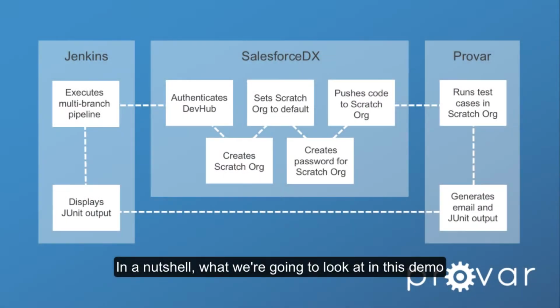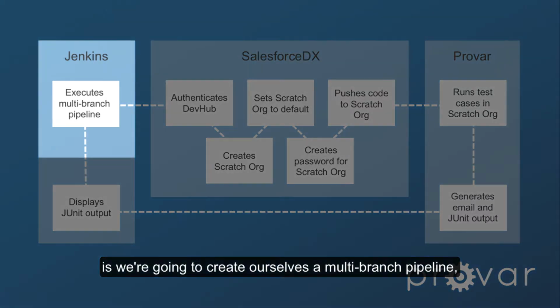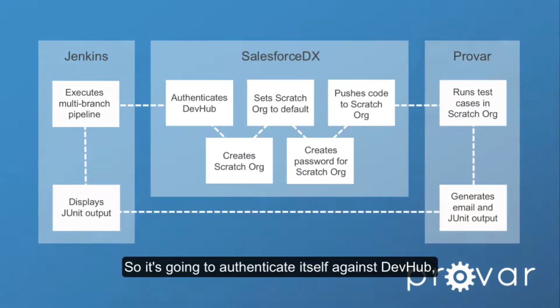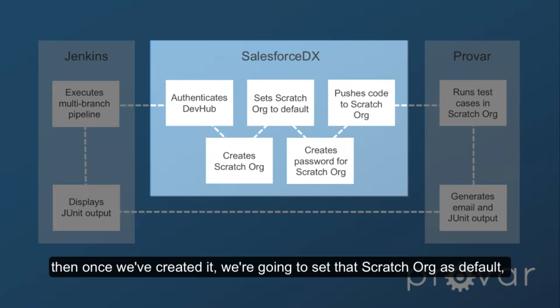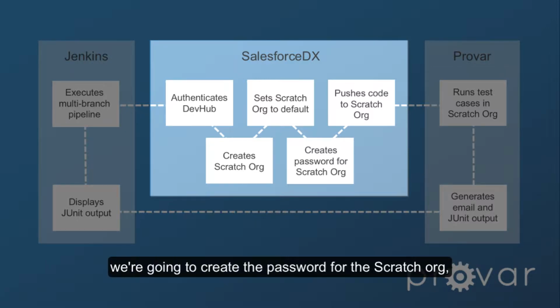In a nutshell, what we're going to look at in this demo is we're going to create ourselves a multi-branch pipeline. But what's in that multi-branch pipeline is a number of steps. So it's going to authenticate itself against DevHub. Then we're going to create a brand new Scratch org. Then once we've created it, we're going to set that Scratch org as default. We're going to create the password for the Scratch org.